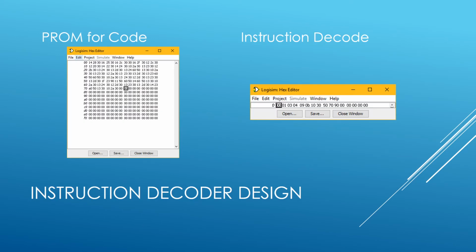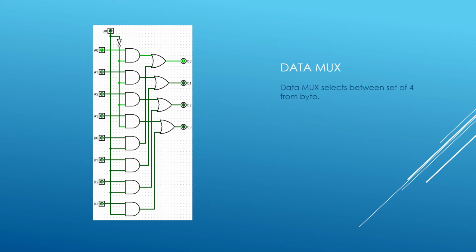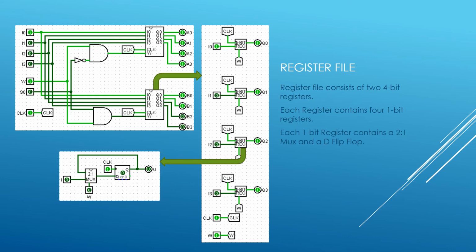Here on the left we have the PROM code. Here we use the truth table to identify all the signals to be sent to the data mux, and the first set of instructions are sent to the instruction decoder to send additionally to the data mux, register file, and the ALU. The data mux itself consists of 8 bits as inputs, a 4-bit output, and a selector to determine whether it will be sending the first set of bits or the second set.